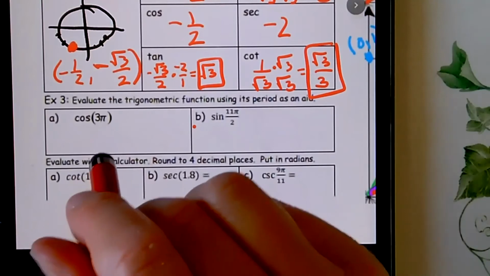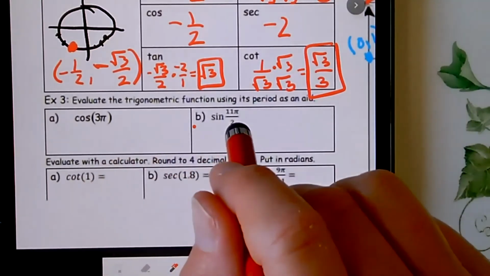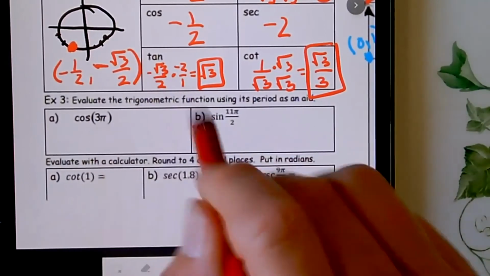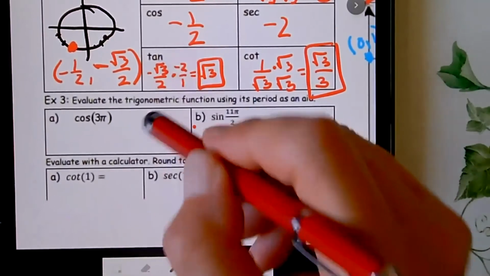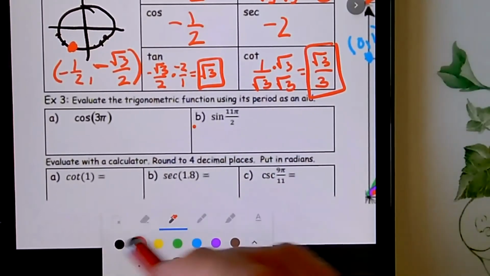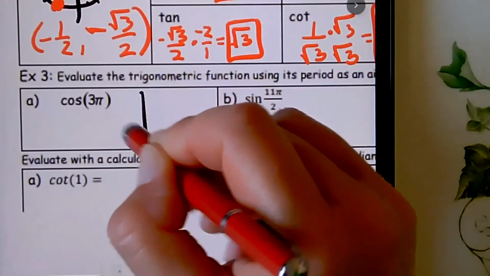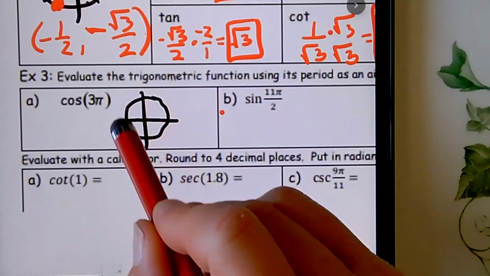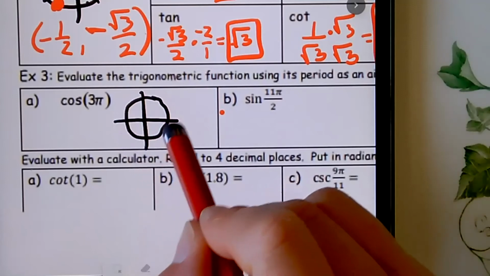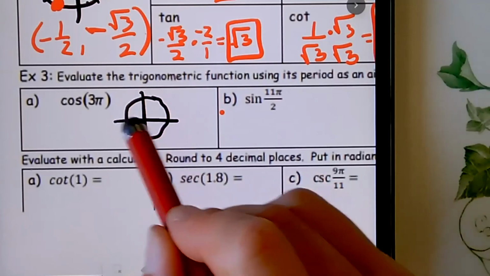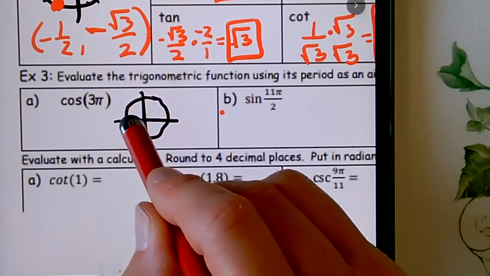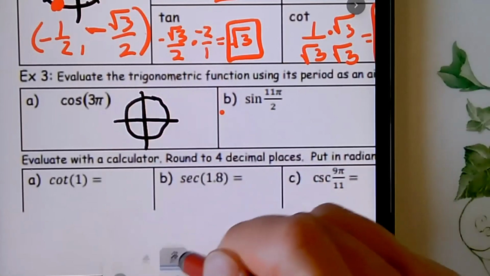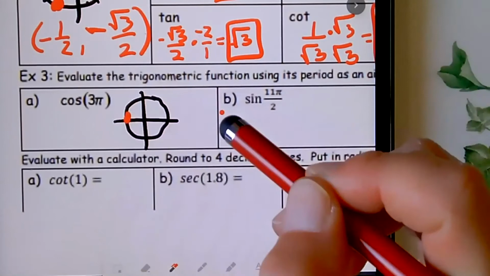On a problem like this, 3 pi and 11 pi halves, again, I don't care how many times I go around a circle. I care where I end up. So if I'm dealing with 3 pi, kind of the trick with pi, when it's a whole number pi, this would be 0 pi, pi, 2 pi, 3 pi, 4 pi, 5 pi, 6 pi. Over here, these are always your odd. Over here, this is always your even. So when I see 3 pi, since it's odd, I know I'm going to be right here.